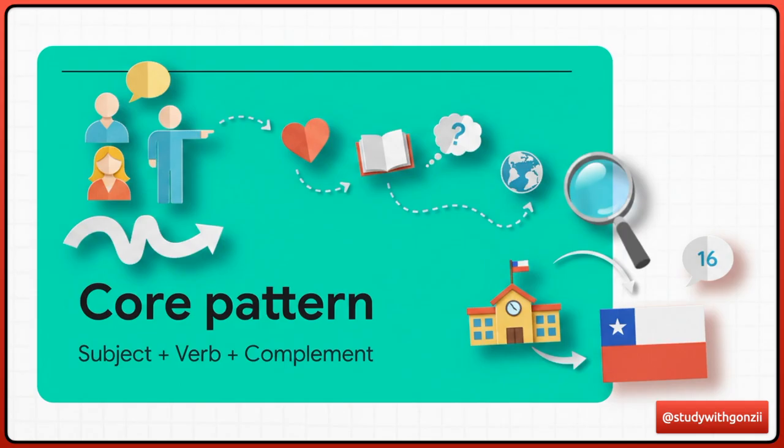Who is doing the action? That's your subject. What is the action or state? That's the verb. And what's the extra info? That's the complement. Almost every single sentence we built today, like I am 16, my name is Tom, I am from Chile, follows this exact simple sequence. Nailing this 1-2-3 rhythm is literally the master key that unlocks the language.